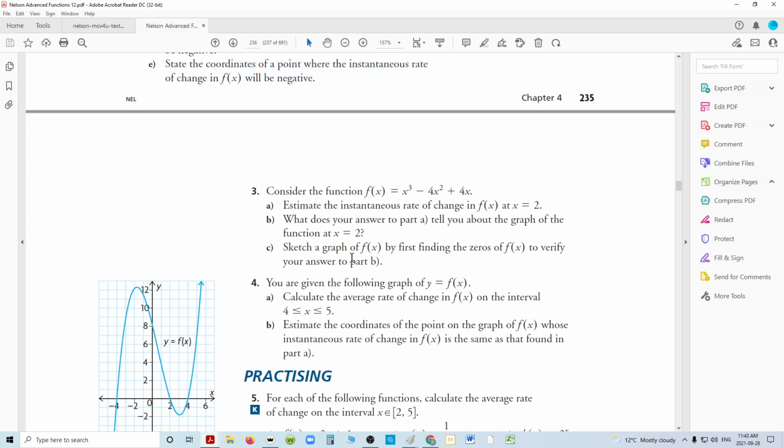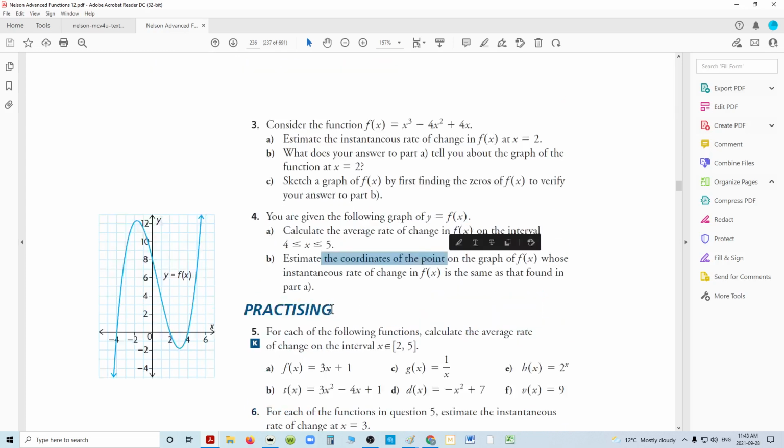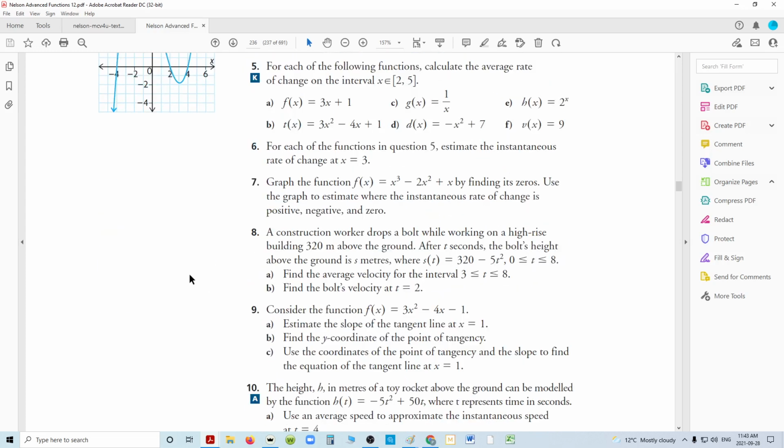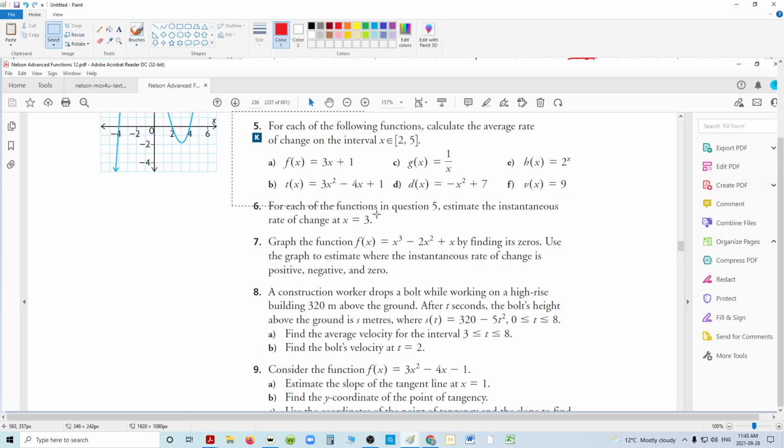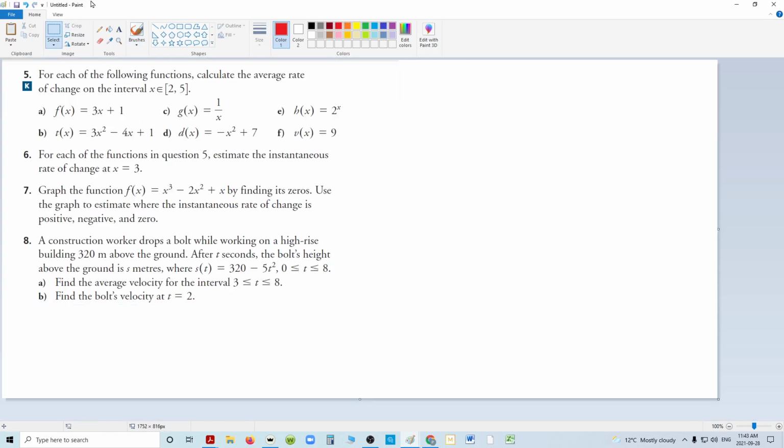Continuing on, I'll try to speed up. Sketch a graph. Estimate the coordinates. Yeah, we just did that. Okay, so now we're going to get into the real stuff. Number 5. Now, this section, you'll find instantaneous rate of change, it's a bit torturous because there's so much calculating error. For each of the following functions, calculate the average rate of change between 2 and 5, in that square bracket. I used to use squiggle bracket. It's actually square bracket, means you're including it, which means 2 is smaller or equal to x is smaller or equal to 5. So they're saying this is a straight line, right?